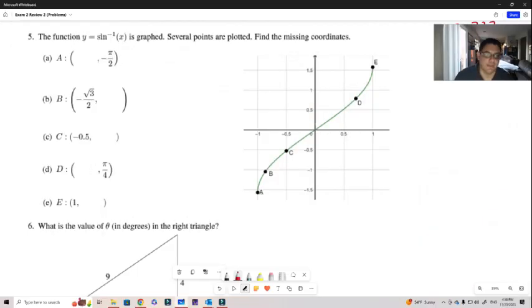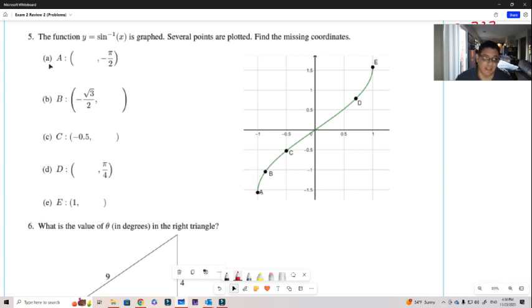Now let's check some values with the function sine inverse. In this question number 5, we have that the function y equals sine to the minus 1 of x is graphed, and we have several points plotted. We want to find the missing coordinates. One of the things is that the easiest to find are the ones where the x is missing, since we have a value in terms of 1, minus 0.5, or something in the middle of those particular values, and we should be able to get some from just checking here the particular value.